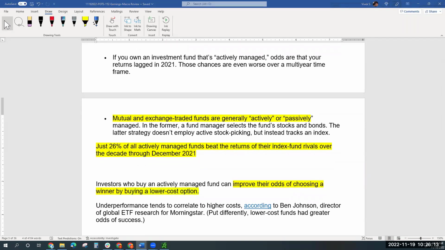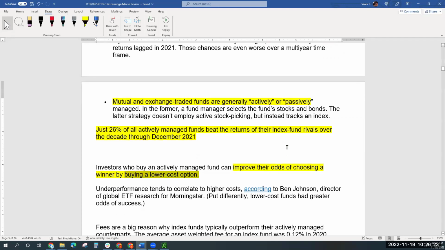As you said, this is the average of all actively managed funds. Correct. Would be interested to see how the top 10 or so percentile of actively managed funds do. Yeah, let me try to Google and see if I can find something else.